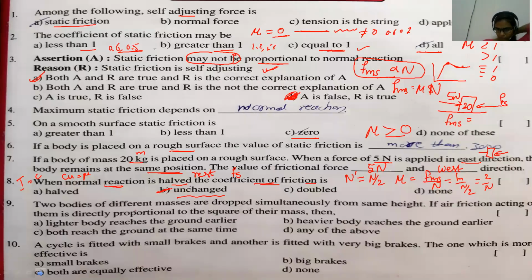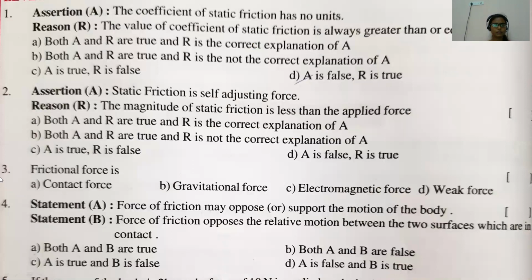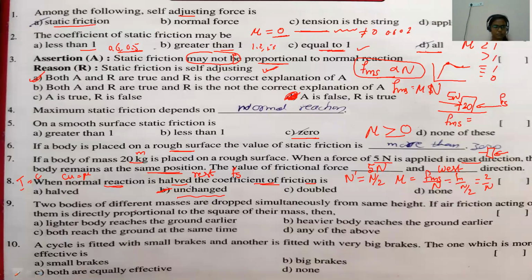See the ninth question here. Which body will reach the ground earlier? According to what we solved, children, if it is proportional to M square, the lighter body will reach the ground earlier. So for the ninth question, you can choose option A. Okay, ninth question, it is option A. Clear, children? I hope this is clear to you.